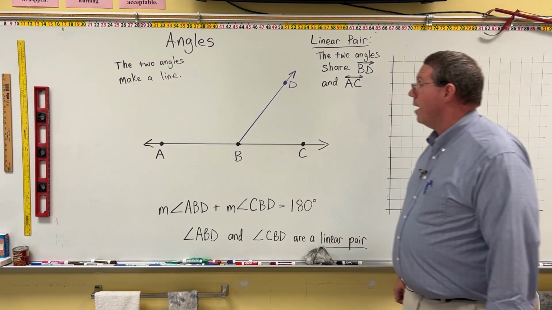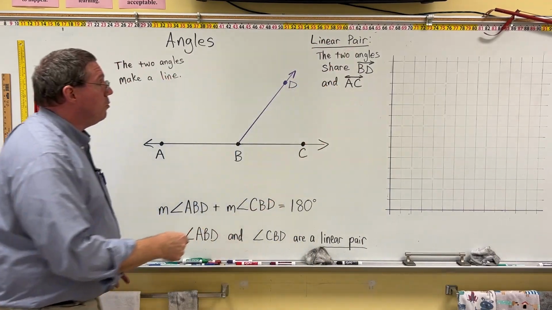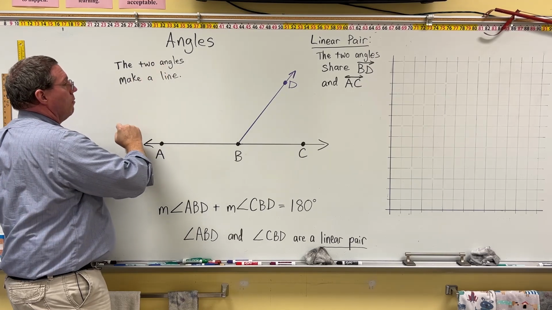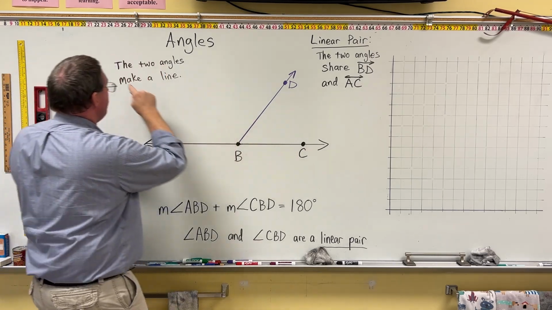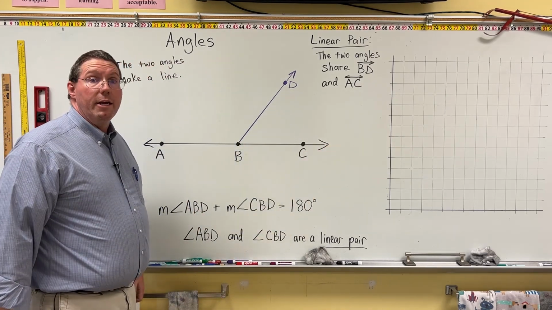So why is it a linear pair? Because when you take the two angles and put them together, they make a line. Okay? So that's a linear pair.